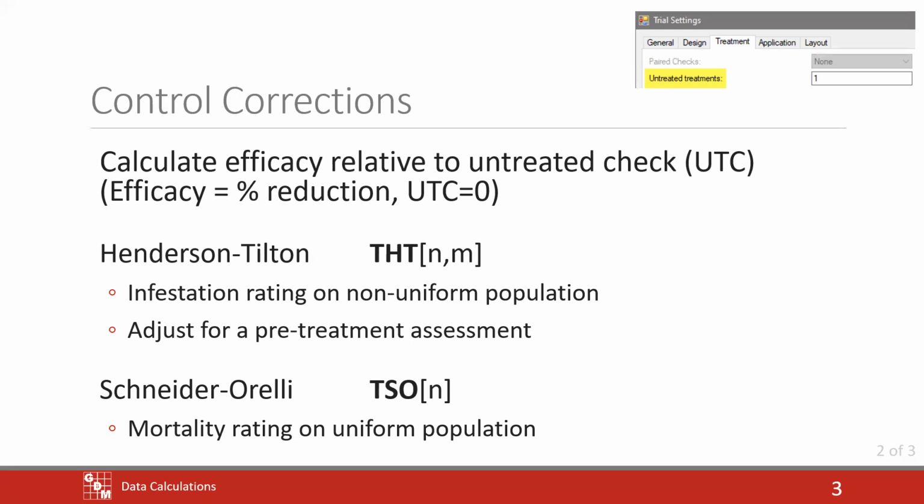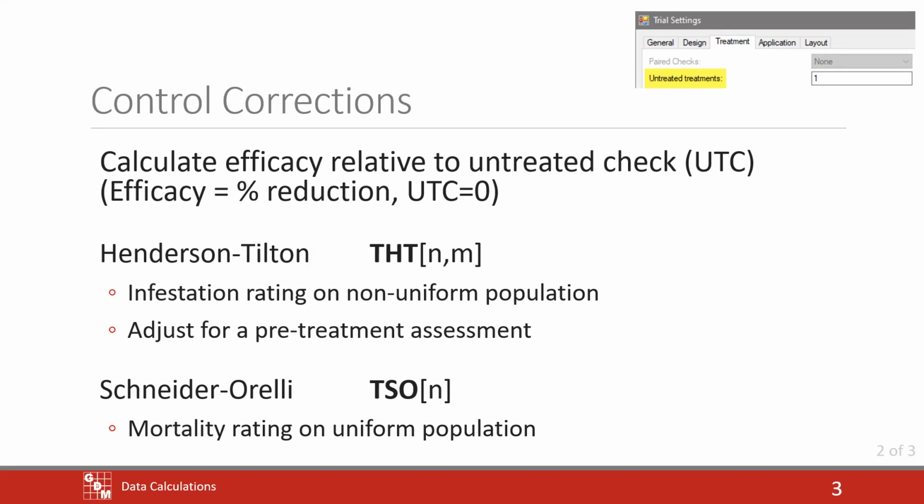A couple more efficacy calculations that are possible. So Abbott's, like I said, is the most popular one, most common, and I think most generalized as well. I'm sure there's certain industries that rely on it more than others, but there isn't anything inherently specific to that one industry that it originates in. But there are a couple more calculations that are utilized as well. There's a Henderson-Tilton, and the code for that in ARM is THT, that can be used on an infestation, again, where we're looking at our pest, but for a non-uniform population.